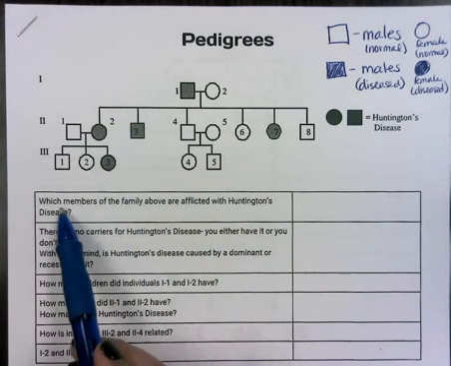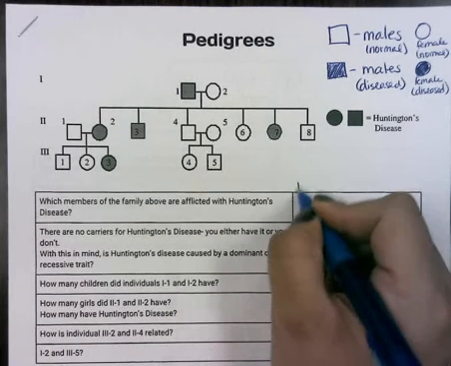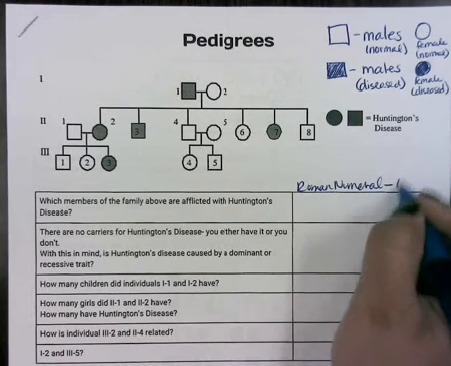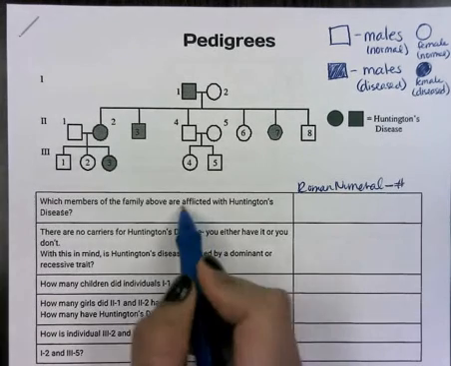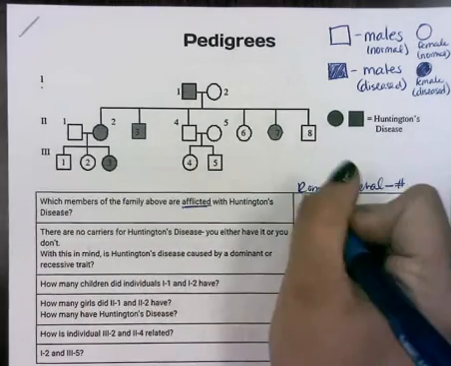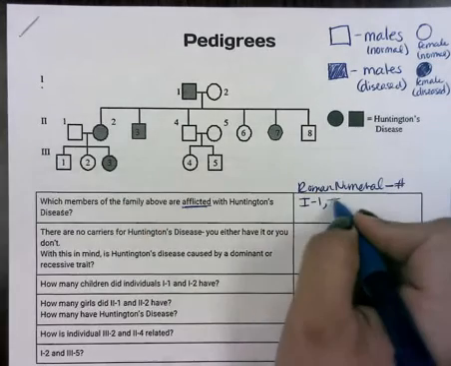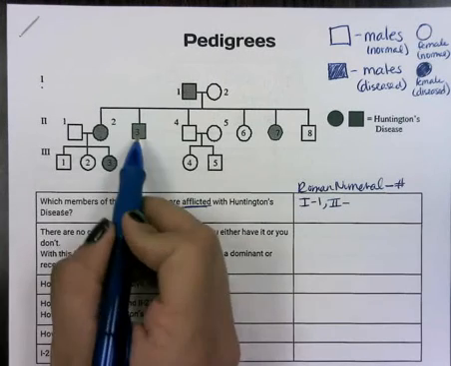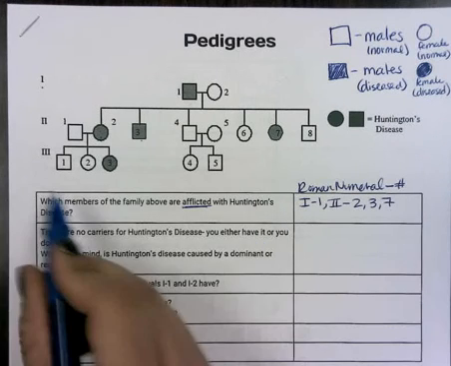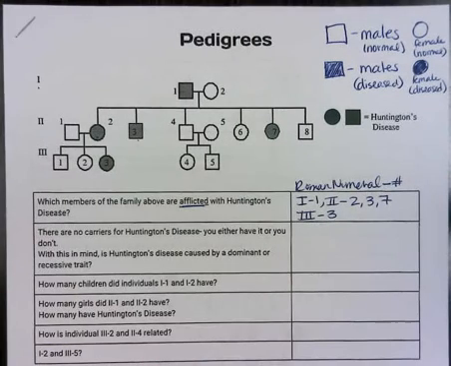So it's asking us here, which members of the family above are afflicted with Huntington's disease? How we write this is we usually write the Roman numeral, and then a dash, and then whatever number. If they are afflicted, that means they're shaded in. So from the first generation, the first person would be Roman numeral 1-1. Generation 2, who is shaded in? Person 2, 3, and 7. We can separate those by commas since they're in the same generation. And then Roman numeral 3, number 3. So those are all the people who are shaded in.